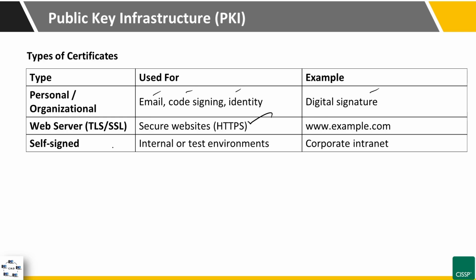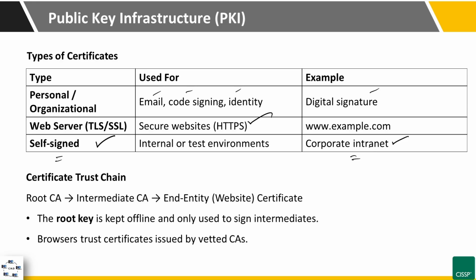An example of a website may be anyone, such as www.google.com. And another certificate type is the self-signed certificate, which is internal or for test environments, and it can be used inside an organization on an intranet. So inside an organization, each entity trusts another one. So the internal or self-signed certificate can be used inside the organization on the network or intranet.